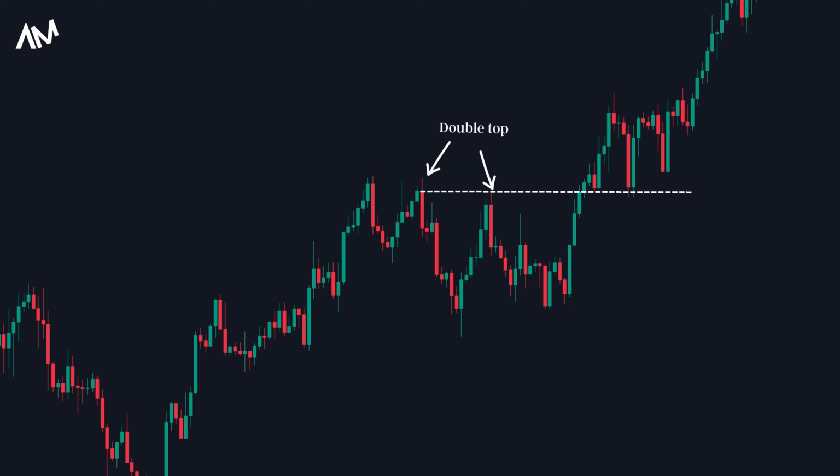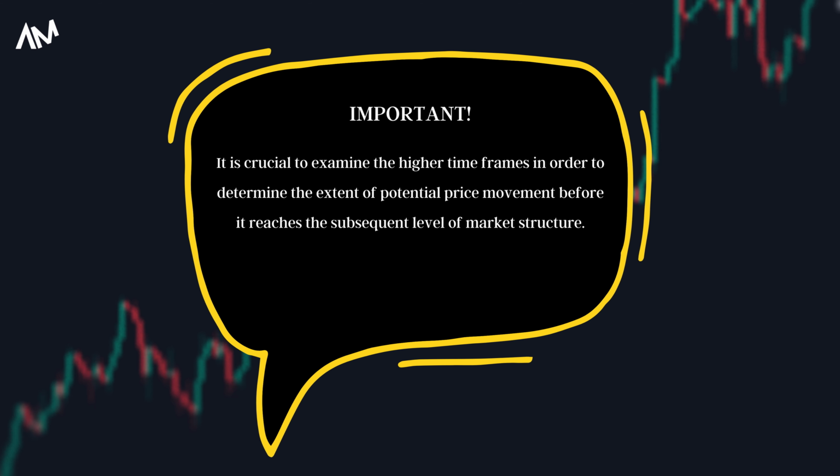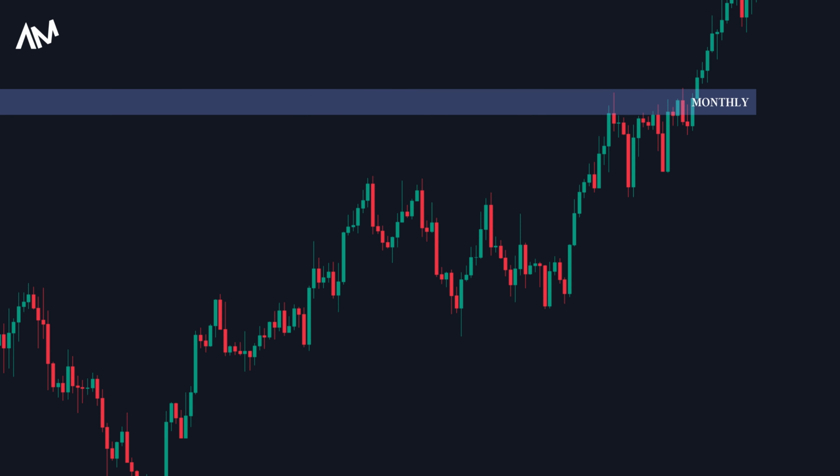We can enter the trade using various candlestick formations, such as long wick rejection or bullish engulfing patterns. However, in this scenario, we will enter the trade when a candle closes above the highest point of the previous candle. It is crucial to check the higher time frame to determine how much room the price has until it reaches the next level of market structure. For instance, if there is a monthly zone in front of the price, it could potentially shift to a head and shoulders pattern, resulting in a major trend change.